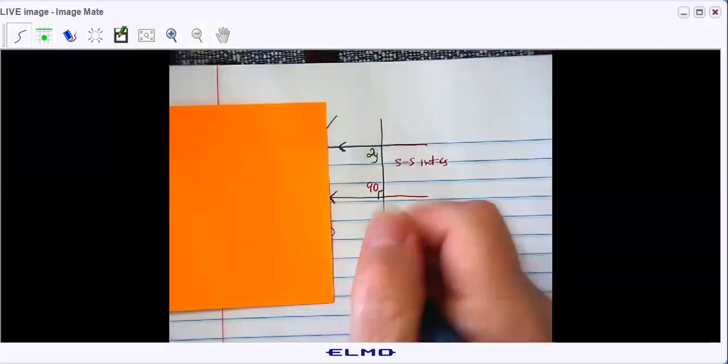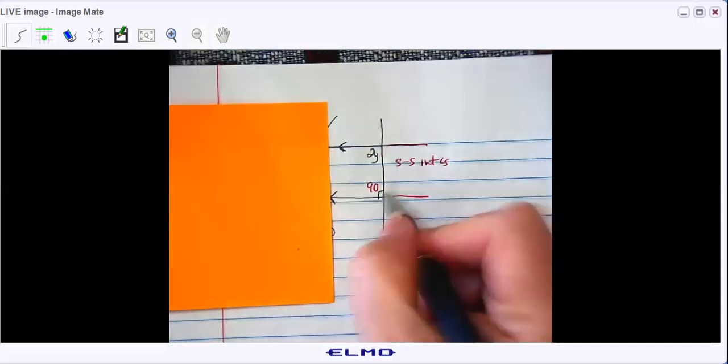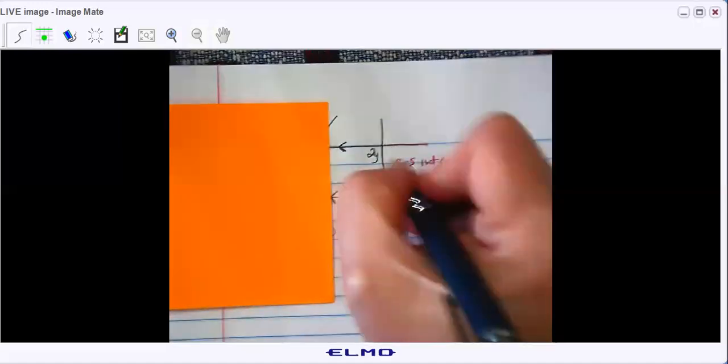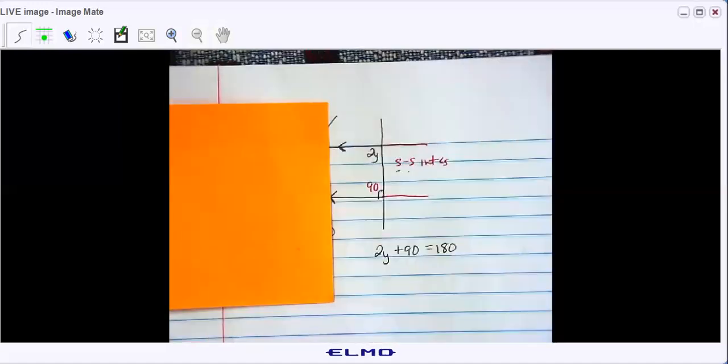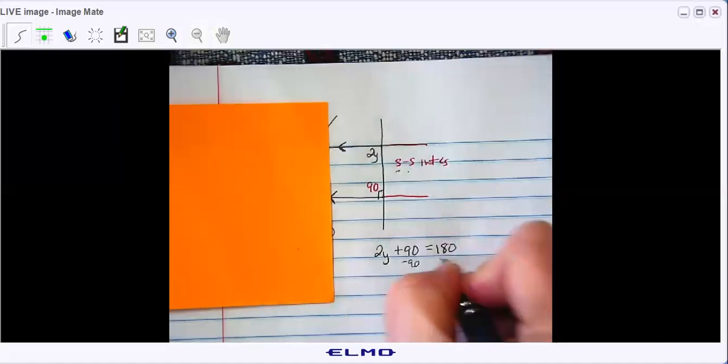So there, that allows us to write the equation. We know that 2y plus the 90, because it was a box, is going to equal 180 because same side angles are supplementary. Now, just a little side note, check this out. When I subtract 90 on both sides, I get 2y equals 90.